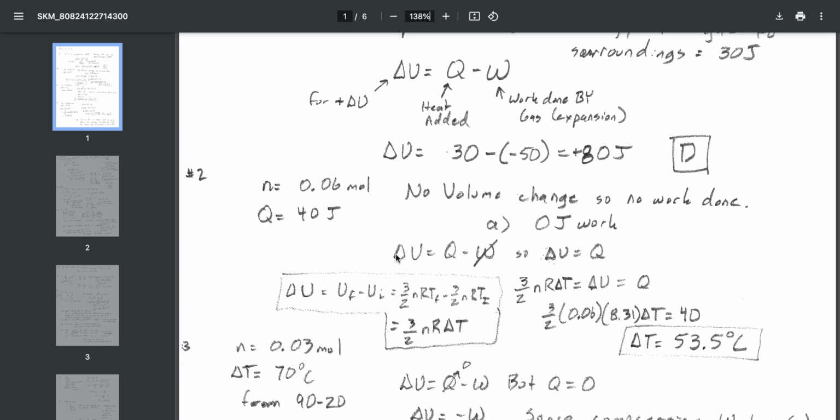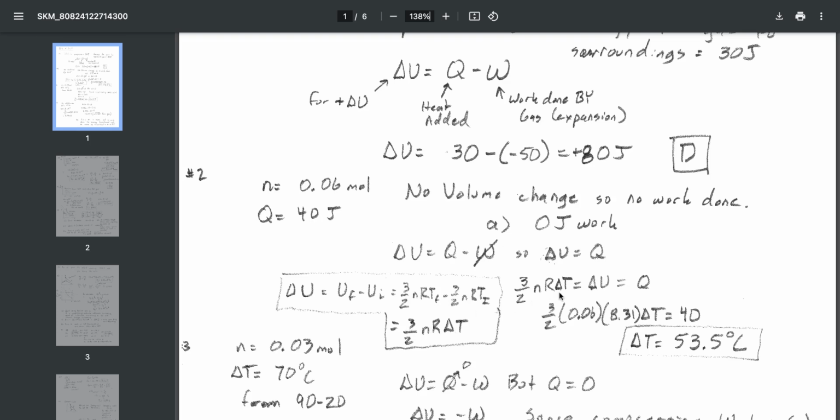So the change in internal energy is equal to Q minus W. So the change in internal energy has got to equal Q, since there's no work done. And then the change in internal energy is just going to be U final minus U initial. So remember that the internal energy of a gas is 3/2 nRT. So that could be 3/2 nRT final minus 3/2 nRT initial, which is just 3/2 nR change in temperature.